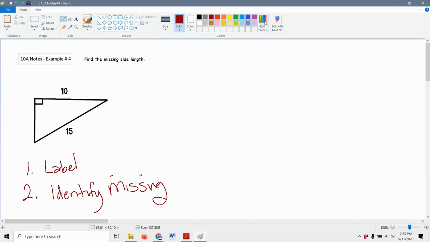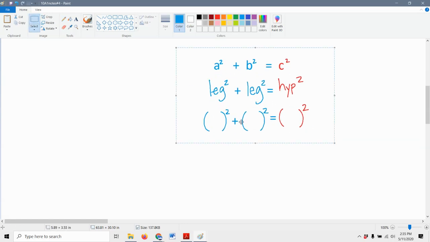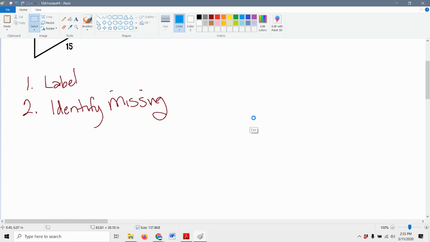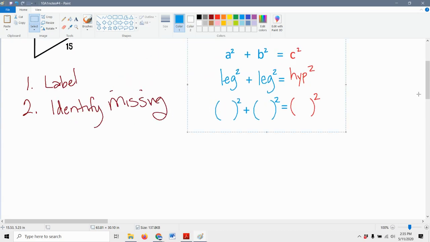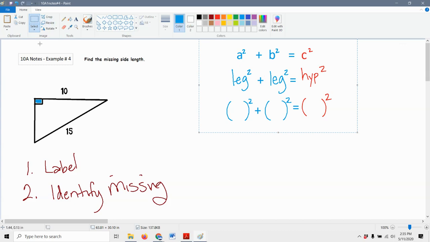And of course, when we're finding the missing side length of a right triangle, we see here's that indicator that means that this is a right angle, so we have a right triangle. And when we're trying to find the missing side length of a right triangle, we can use that Pythagorean Theorem formula, okay? And I've got a little template prepared for us. So let's go ahead and label our triangle, okay?